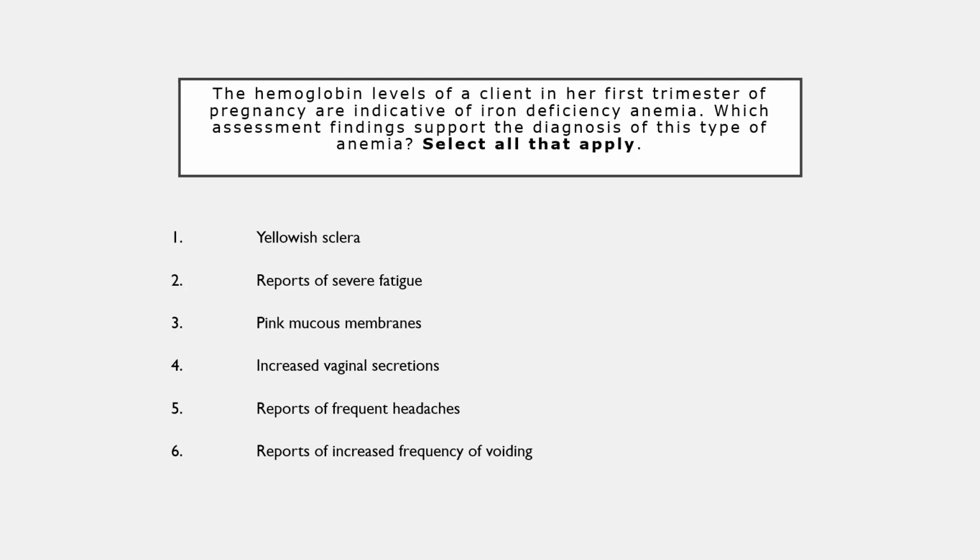The practice NCLEX question reads, the hemoglobin levels of a client in her first trimester of pregnancy are indicative of iron deficiency anemia. Which assessment findings support the diagnosis of this type of anemia? Select all that apply. Is it 1, a yellowish sclera, 2, reports of severe fatigue, 3, pink mucous membranes, 4, increased vaginal secretions, 5, reports of frequent headaches, or 6, reports of increased frequency of voiding? So I'll give you some time to think about it because it is a select all that apply.